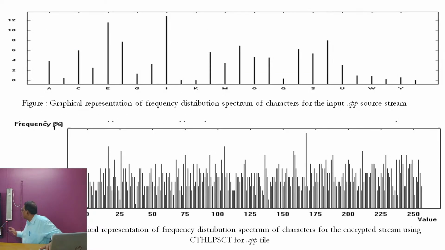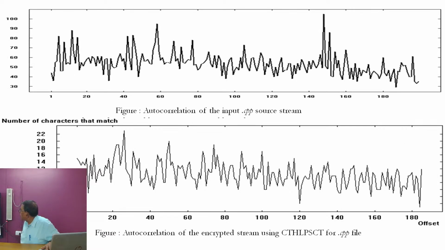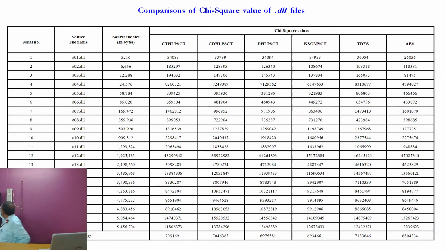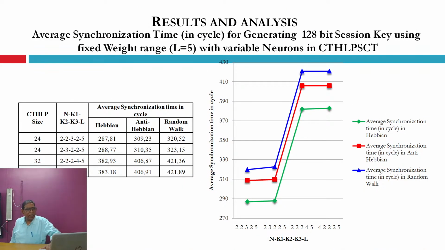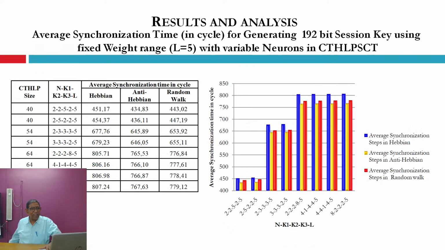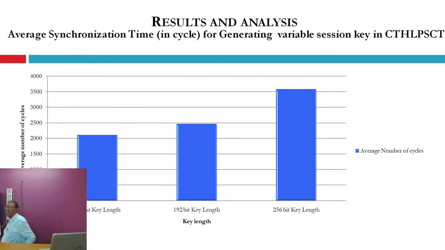Yeah, these are the results. You see, again the same plotting frequency, almost. You see, this is the input file, and this is the output stream. This is your autocorrelation. This is your chi-square values. Everything you have computed. And again, you see the 128-bit. It is your Hebbian, then your anti-Hebbian, and then random walk. And you see the tuning time.